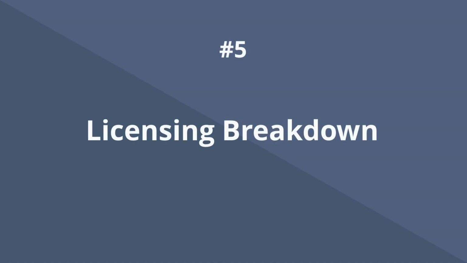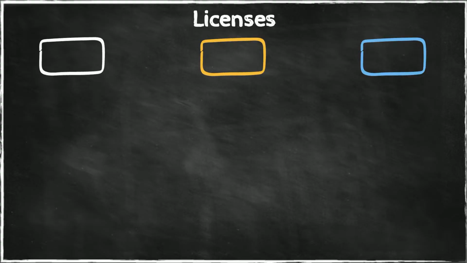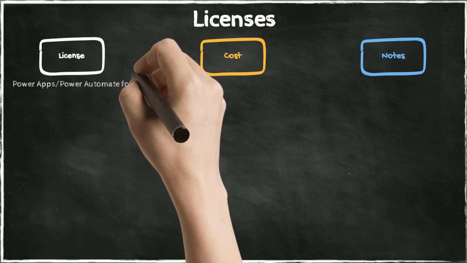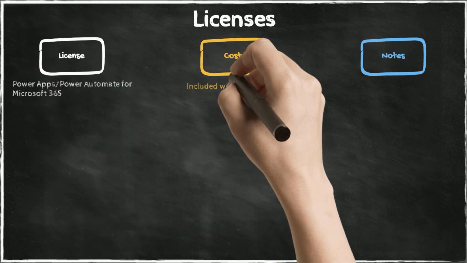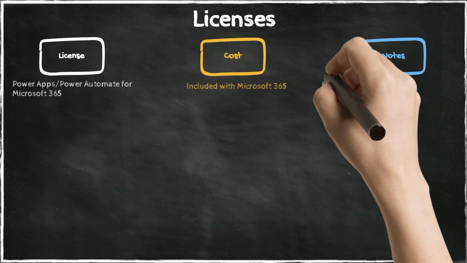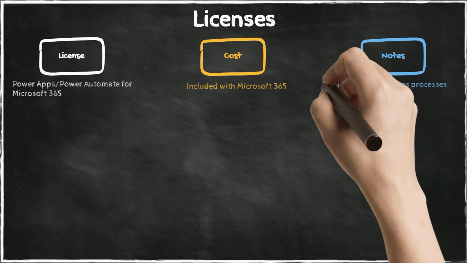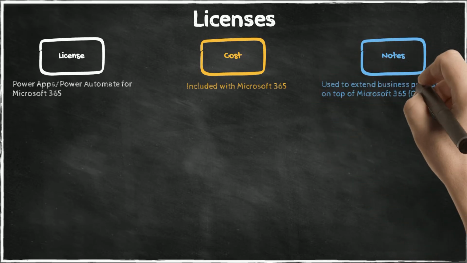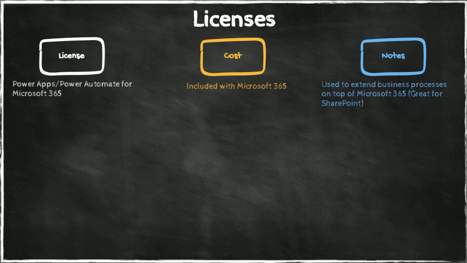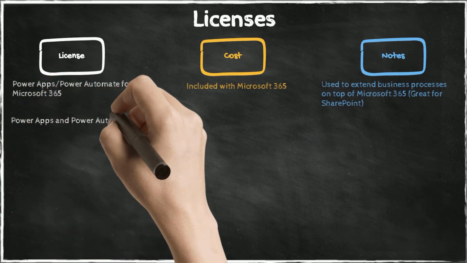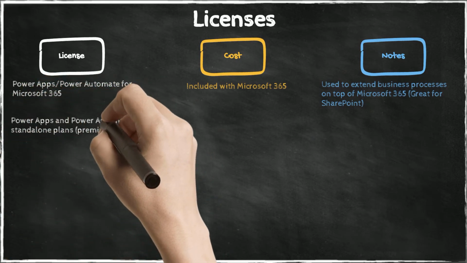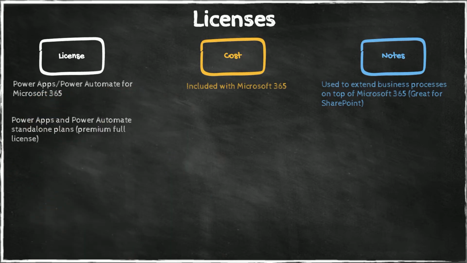Number 5. Licensing breakdown. There are 4 different Power Apps licenses. The first license is Power Apps and Power Automate for Microsoft 365. It is included in your Microsoft 365 subscription and is used to extend your business processes on top of Microsoft 365. The second license is Power Apps and Power Automate standalone plans or premium license.